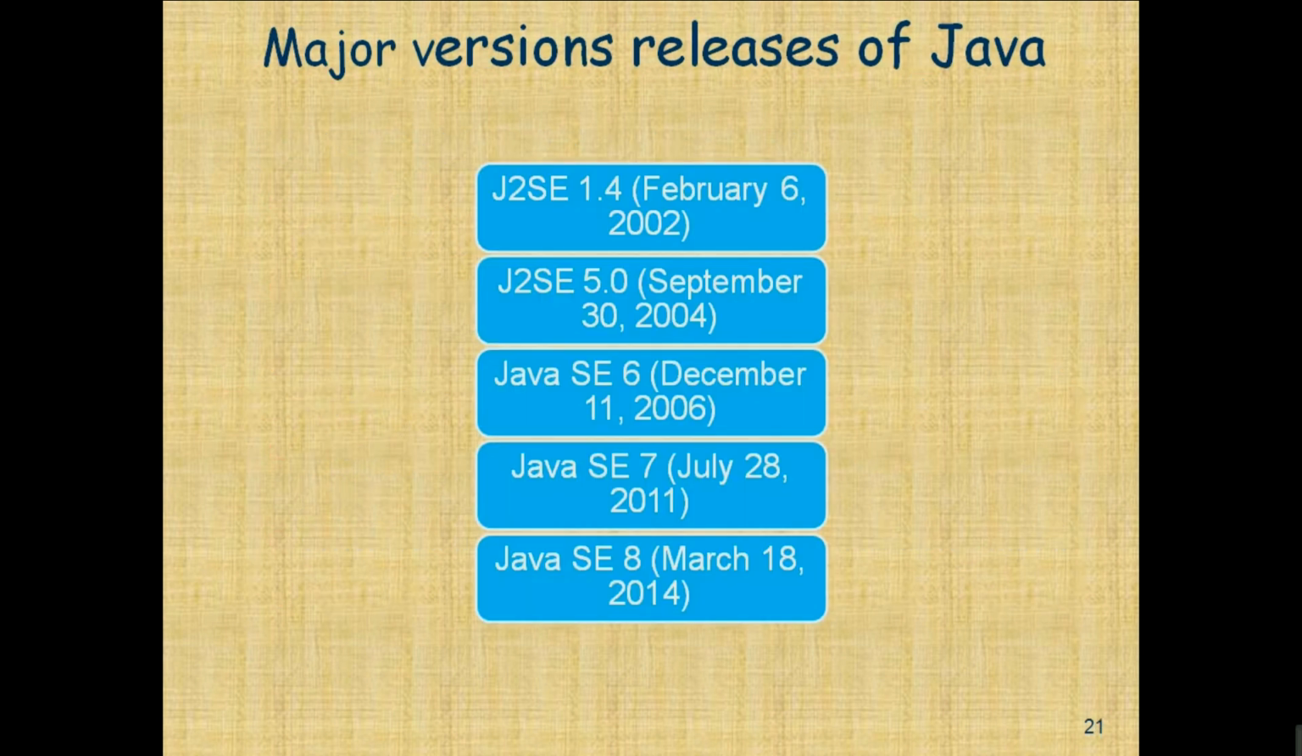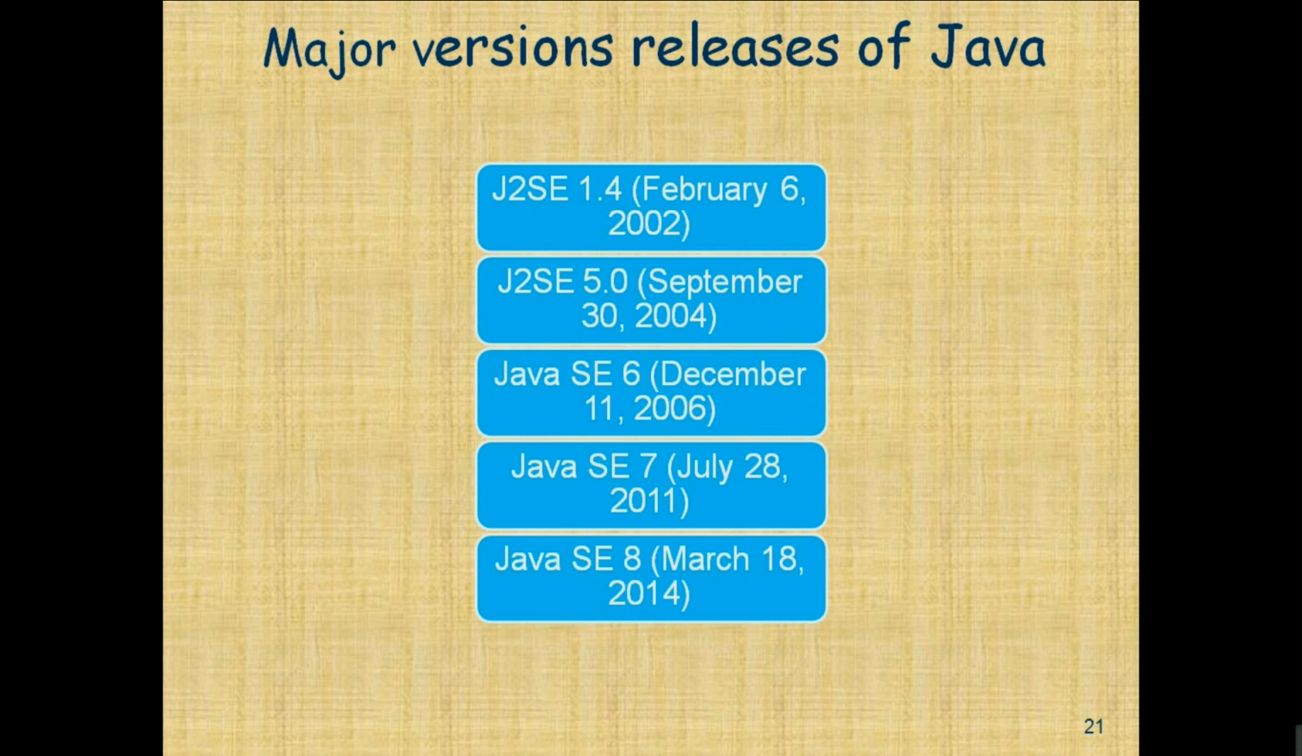Major version releases of Java. Java 1.4 is a major release that happened on February 6, 2002. 5.0 is one of the major releases that happened in the year 2004, on 30th September, and 6 is also one of the major releases for Standard Edition, which happened on 11th December 2006.